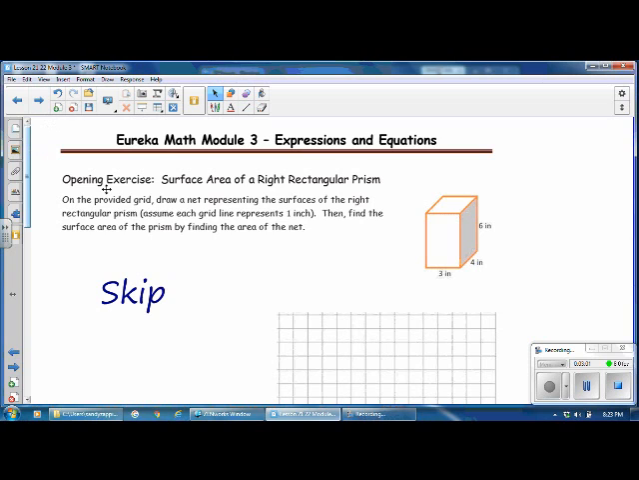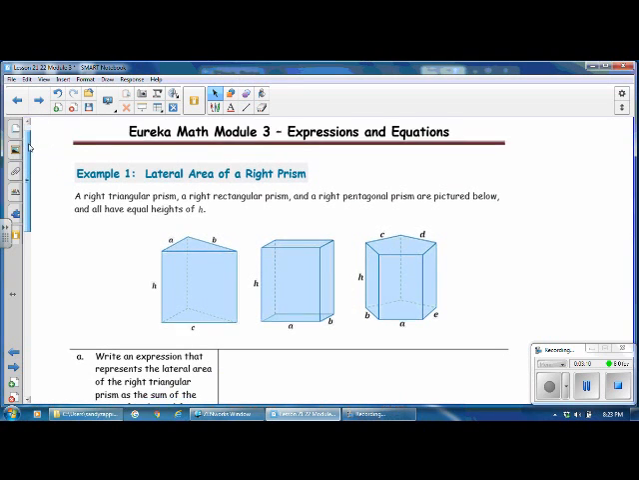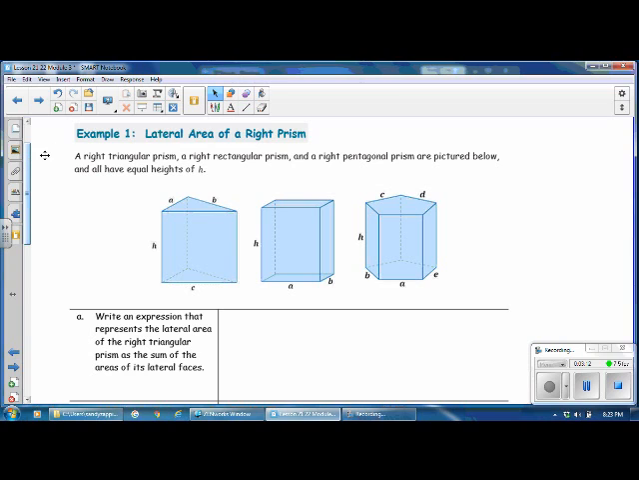Then we'll skip this opening exercise, and we're going to go to example 1, the lateral area of a right prism. A right triangular prism, a right rectangular prism, and a right pentagonal prism are pictured below, and all have equal lengths of height. The height is the segment that connects the bases.